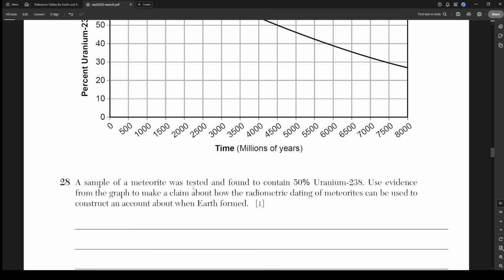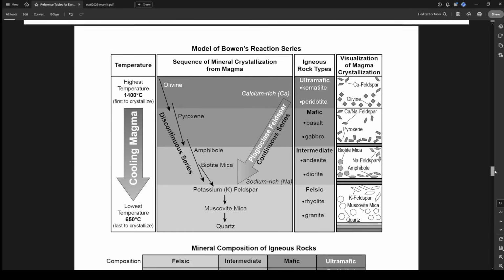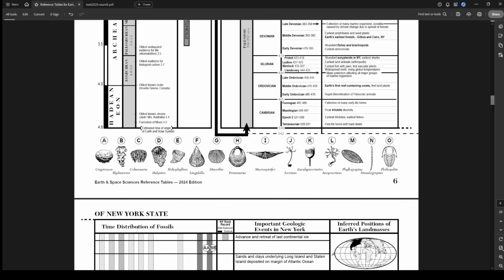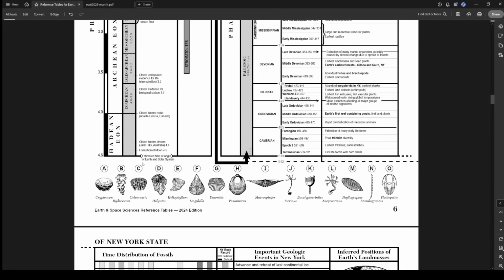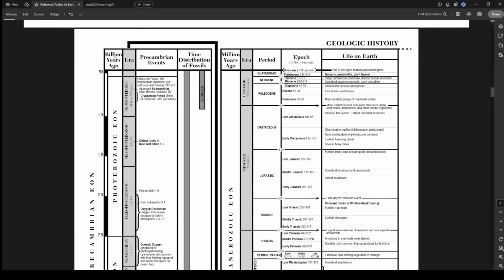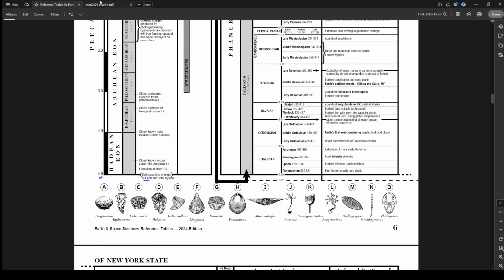Okay, a sample of the meteorite was tested and found 50% uranium-238. Use evidence from the graph to make a claim about how this dating can be used to construct an account from when the Earth formed. We need to know when the Earth formed. So I already know that, but if you look here, estimated time of origin of Earth, 4.6 billion years ago. So it does give that to you right there on the reference table, page 6.